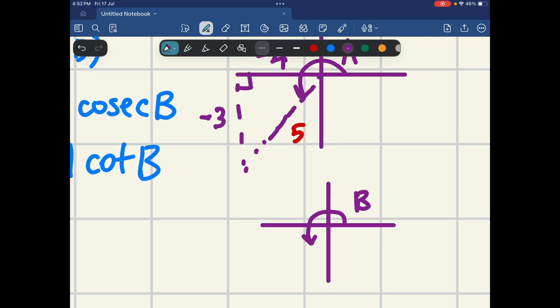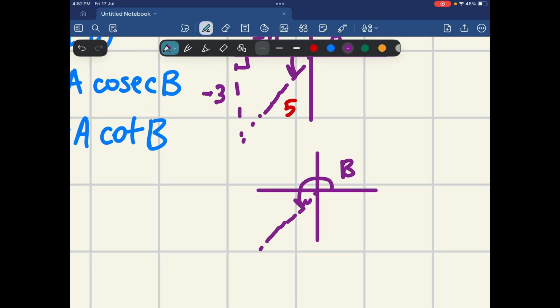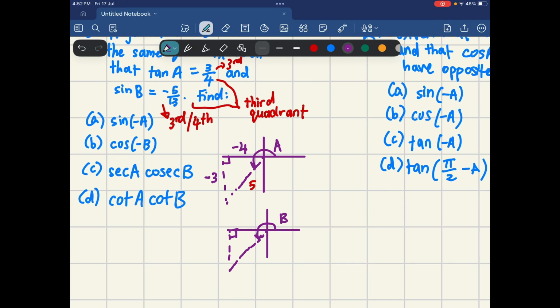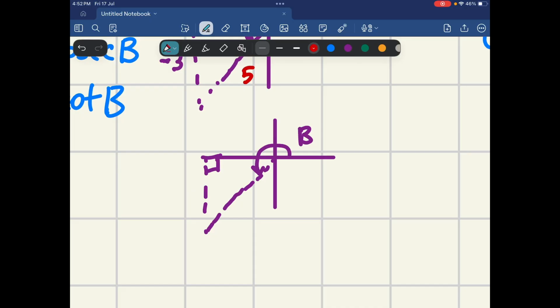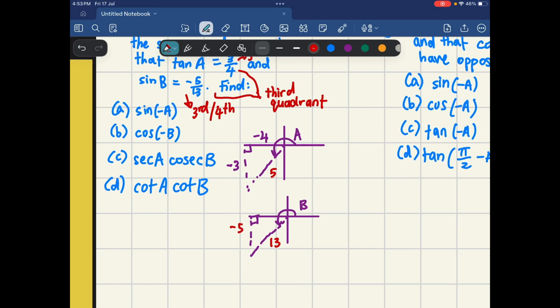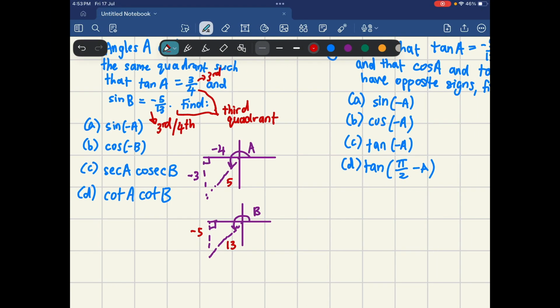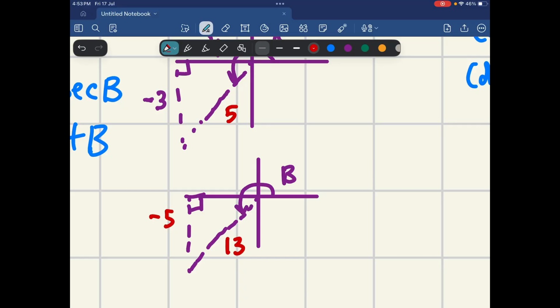This will be angle B. This will be our triangle. Now sine B will be minus 5 over 13, and sine of an angle is opposite over hypotenuse. So opposite is minus 5, hypotenuse is 13, as given by the question. So now we'll have to find this side, which we can find via Pythagoras.